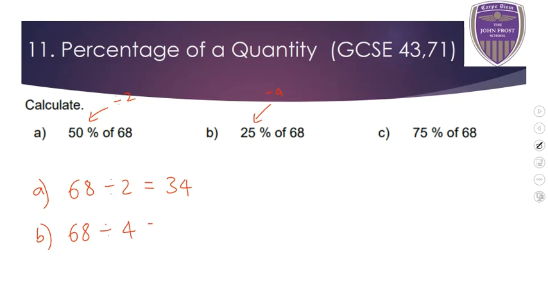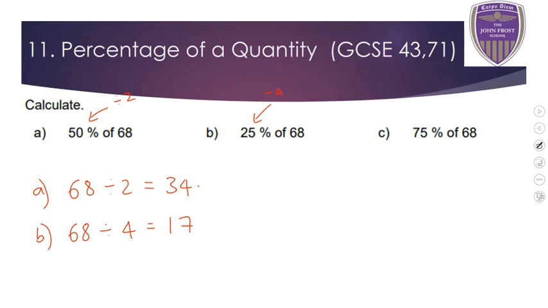Good thing about this one in particular is we've already halved it in question A anyway. So if we just half this 34 now, then that gives us the same answer, doesn't it? Yeah, which is 17. Half of 34, 17, and that's it.